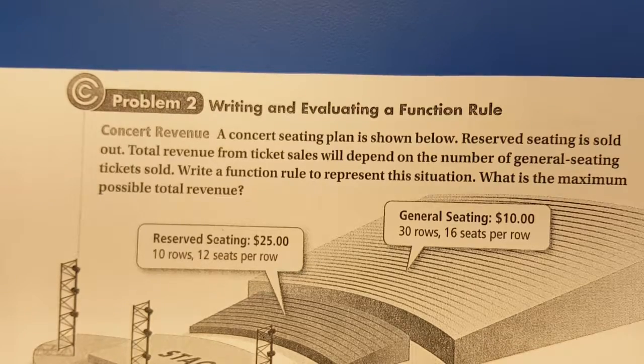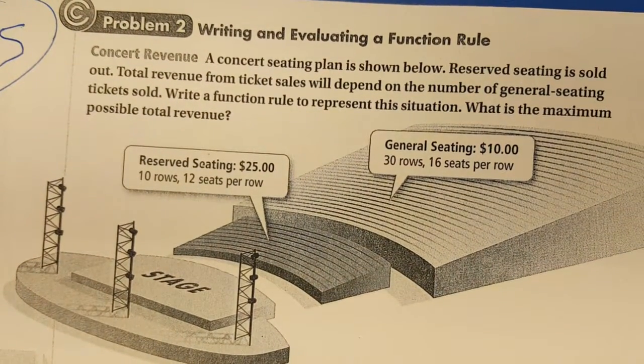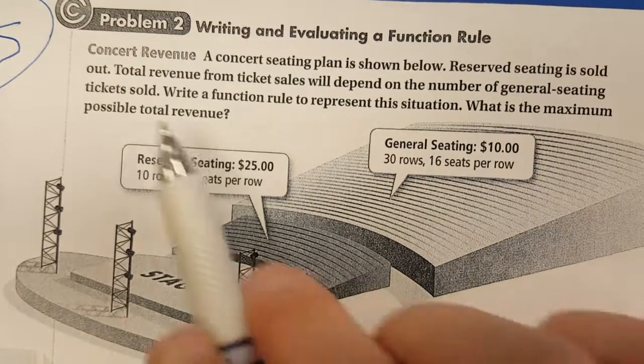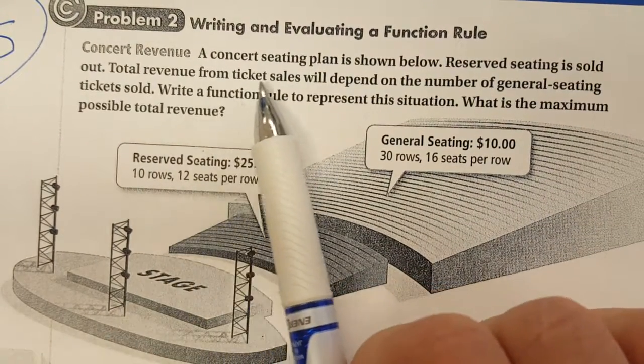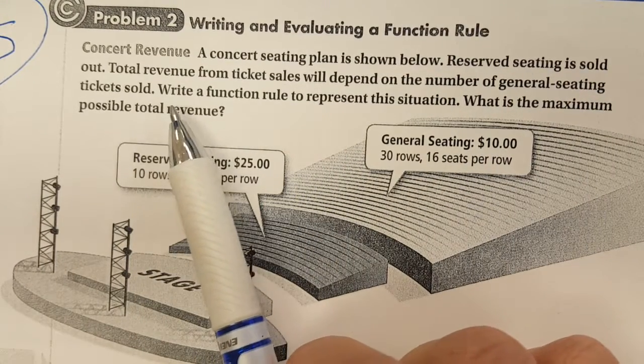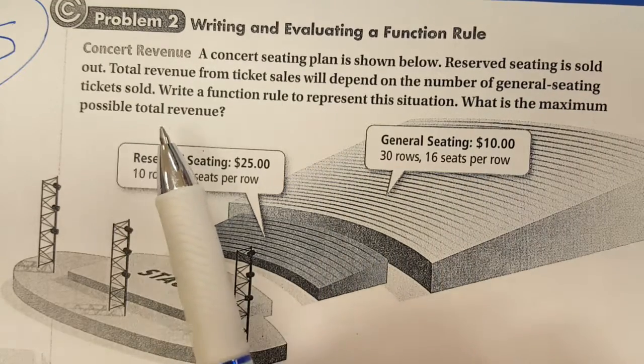All right, problem number 2 from the 4-5 notes. Okay, what do we got here? It says, a concert seating plan is shown below. Reserved seating is sold out. Total revenue from ticket sales will depend on the number of general seating tickets sold. Write a function rule to represent this situation. What is the maximum total revenue?